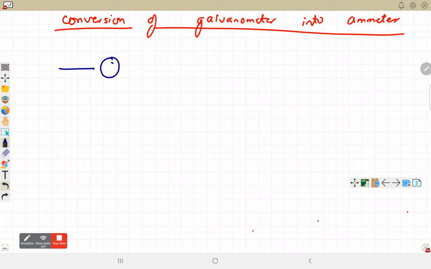The coil of the galvanometer has a lot of loops. That is a very long wire. It is wrapped in the form of a rectangular loop of n number of turns. Because of n turns, the length of wire is quite large, which gives the galvanometer very high resistance. RG, the resistance of the galvanometer, is already very high, of the order of 100 ohm at least, more than that.